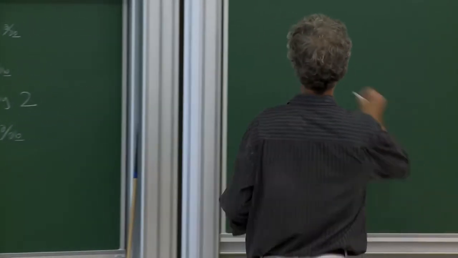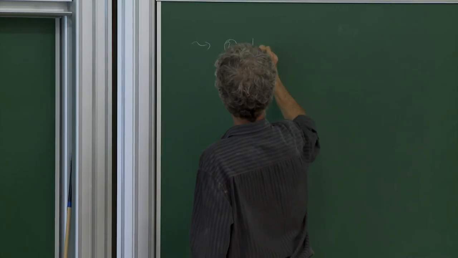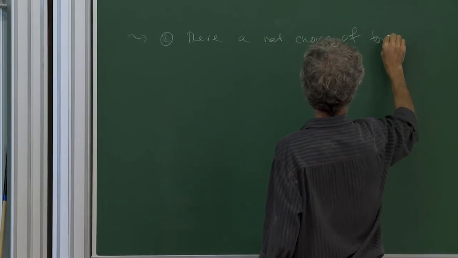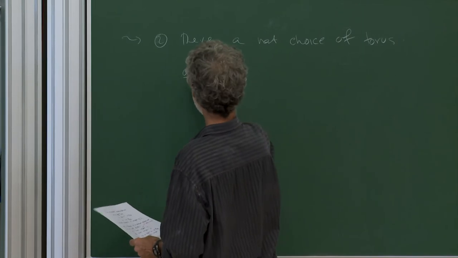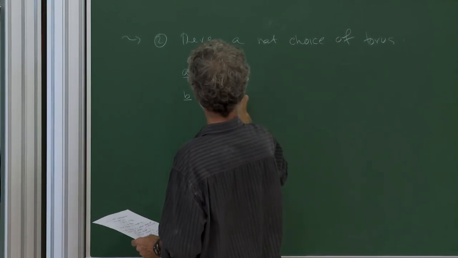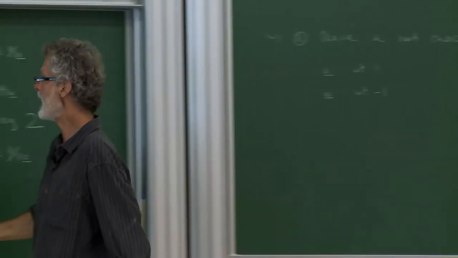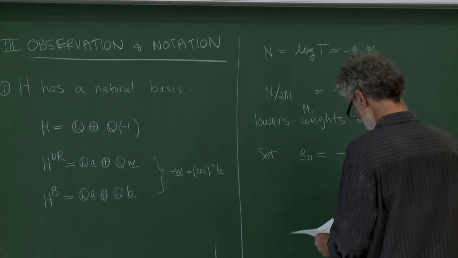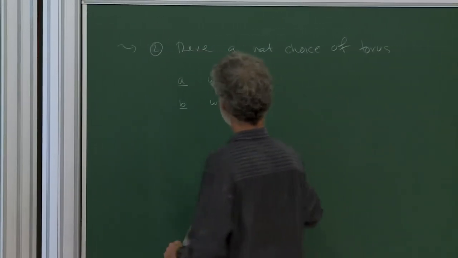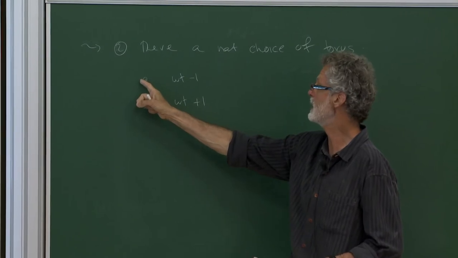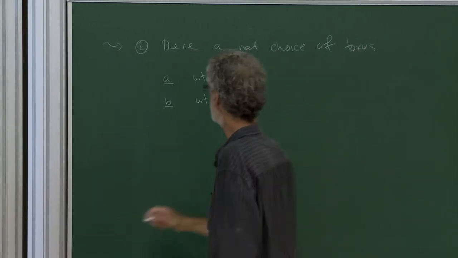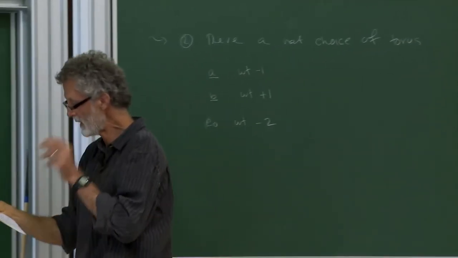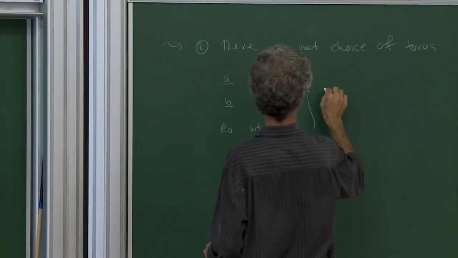So what does this tell us? It says there is a natural choice of torus. So A will have weight 1, B will have weight minus 1. Or do I want it the other way around, I think. Sorry, A has weight minus 1 and B has weight plus 1, right? So this has lower Hodge weight than that. And N, and N E0 has weight minus 2. These are SL2 weights.